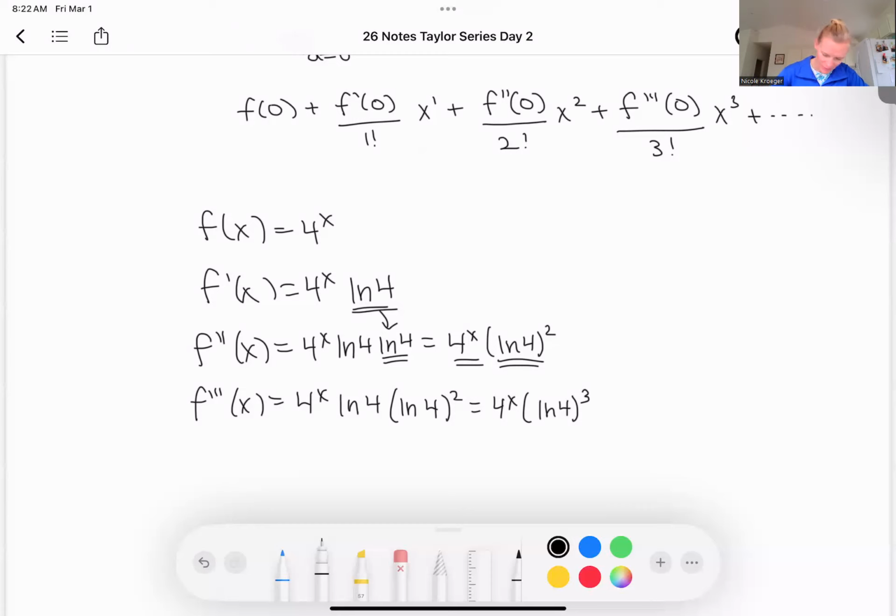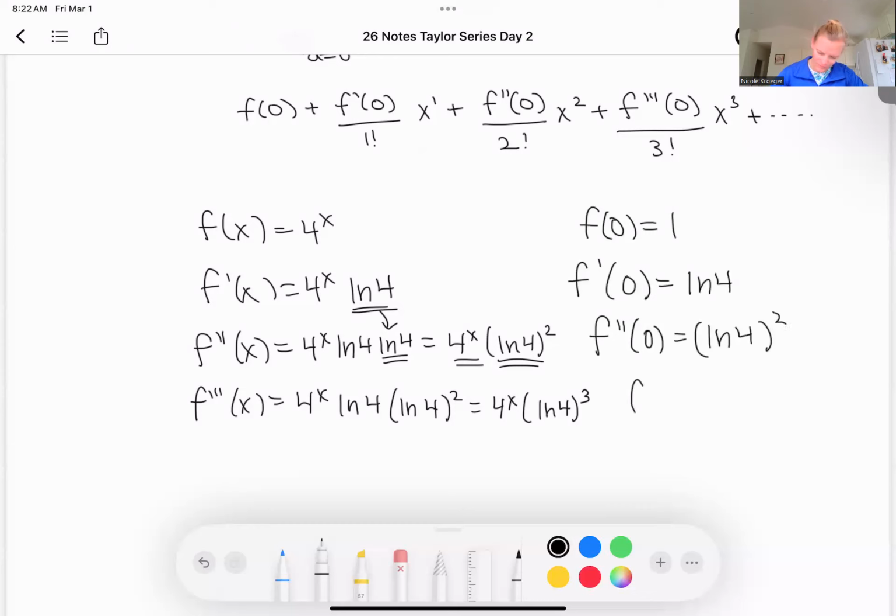So now if we plug 0 into these, f of 0, 4 to the 0 is 1. 4 to the 0 times ln of 4 will just leave me with an ln of 4. So we're just going to be left with the ln pieces, ln of 4 squared. This one looks like it's going to be pretty easy to find a formula, which is nice. This is where it's good not to put this into a calculator, because if you put these into a calculator, you're never going to be able to figure out a formula.